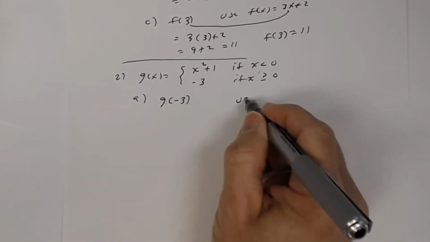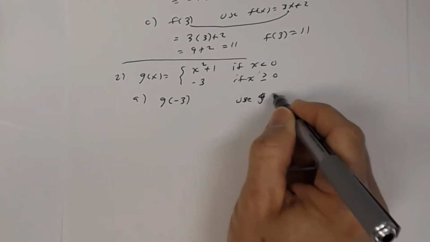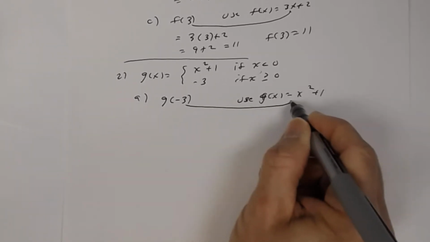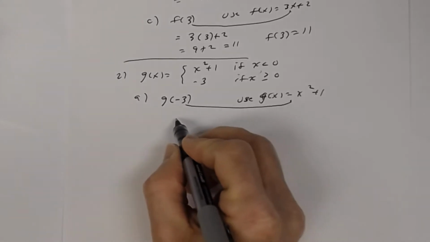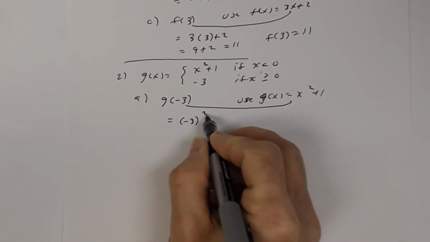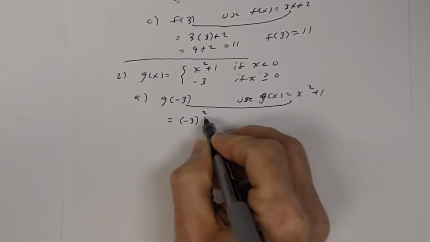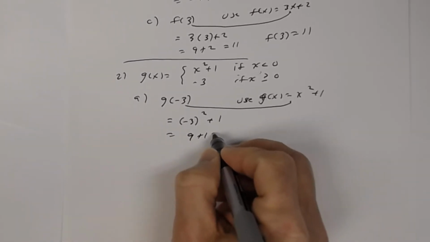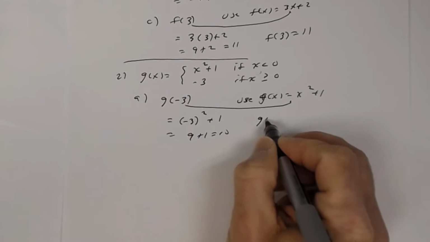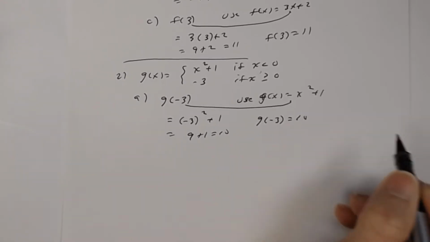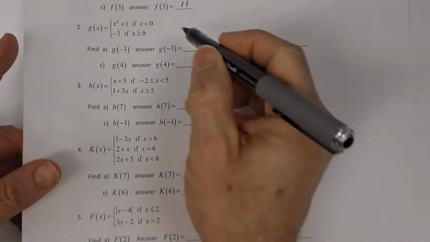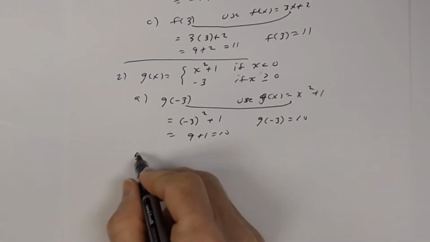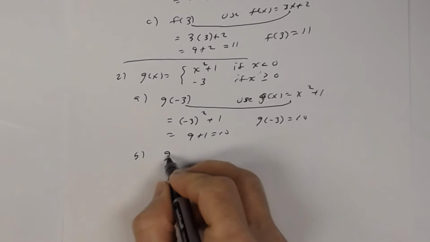So for that one, you're going to use g of x is equal to x squared plus 1. So obviously the variable x, I'm going to substitute negative 3. So this becomes negative 3. Don't forget the parentheses. That's important. Negative 3 squared plus 1. Negative 3 times itself is 9. 9 plus 1 is 10. So therefore, g of negative 3 is equal to 10. So part A, you have 10 here. Part B, you want to find g of 0.